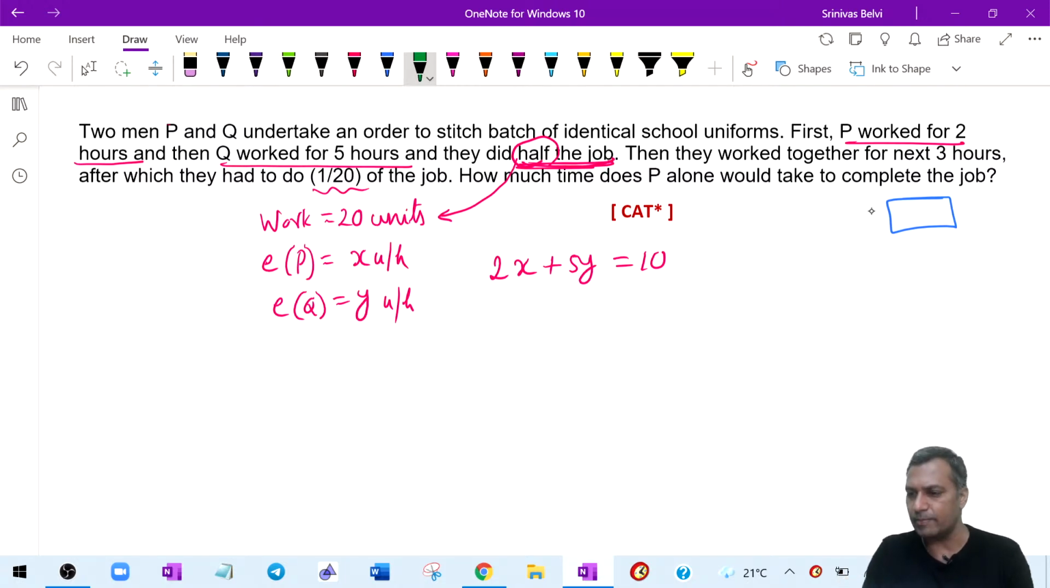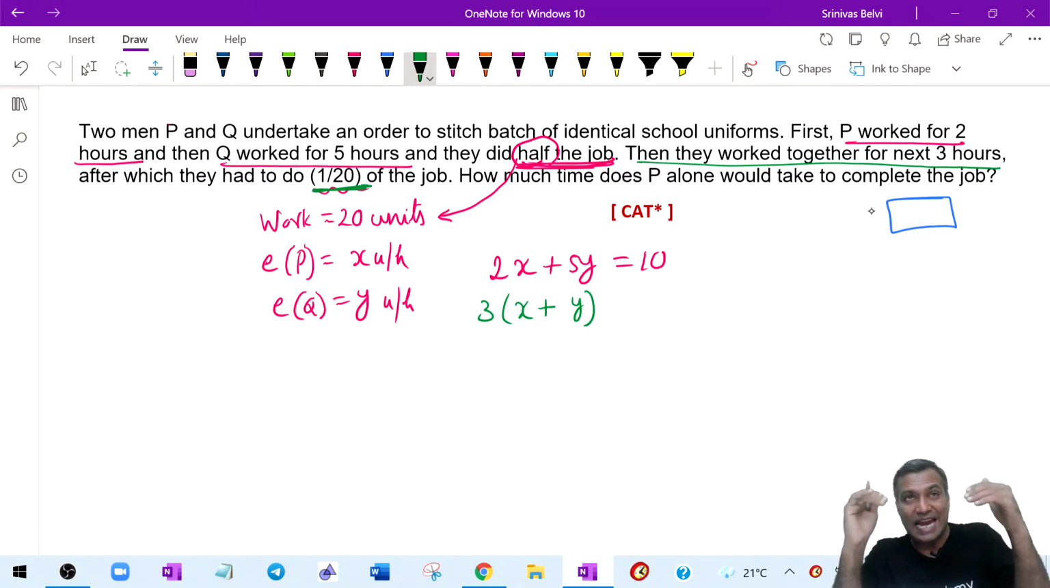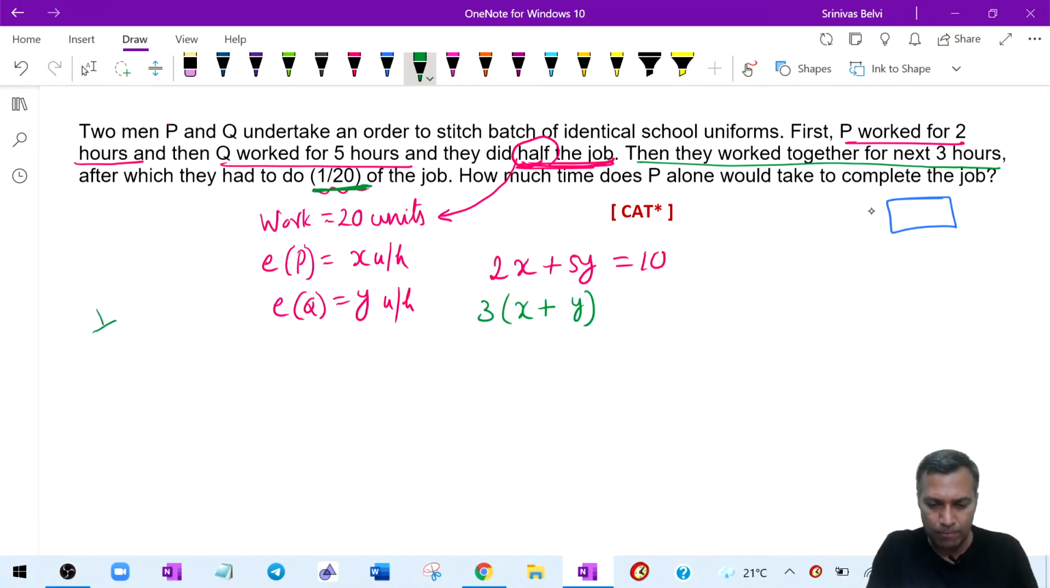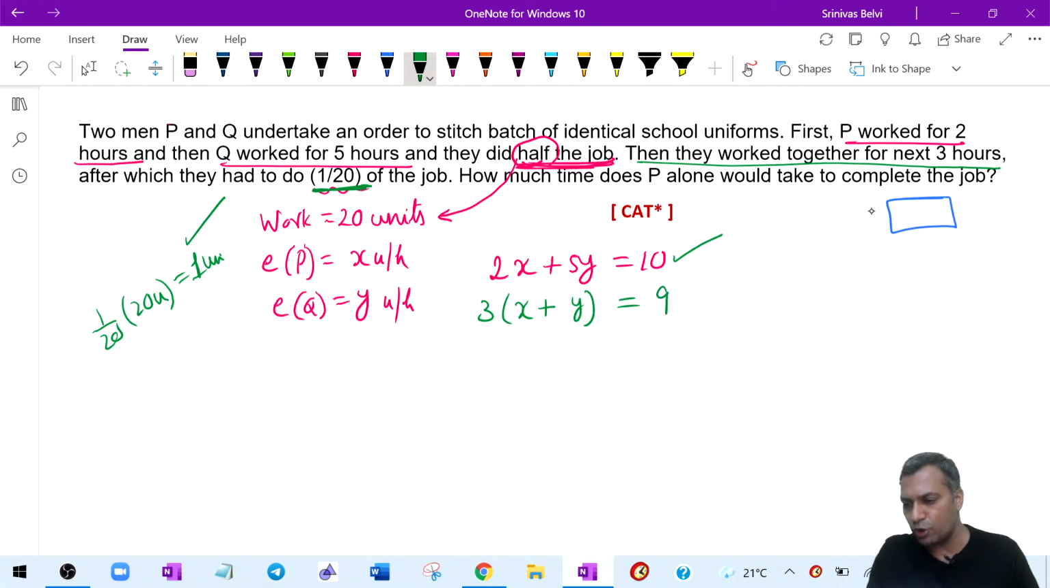Coming to the second statement, listen, then they work together for the next 3 hours. Okay, next 3 hours, P contributed x units per hour, Q contributed y units per hour, and they were left with 1 by 20th of the job. At the end of these 3 hours, 1 by 20 of 20 units is left, which means 1 unit is left. If 1 unit is left, 10 units are already done. 1 unit is left, which means how many units did they produce? 9 units they produced. Now listen carefully.